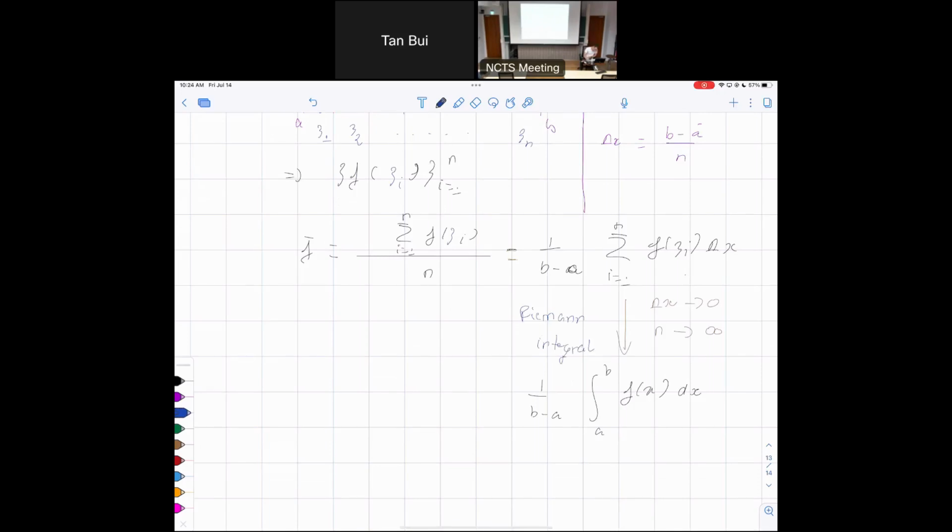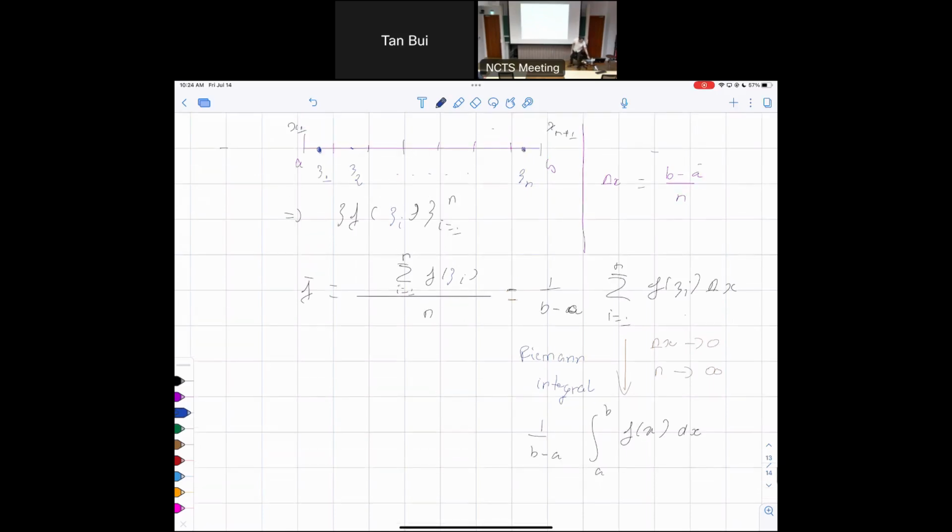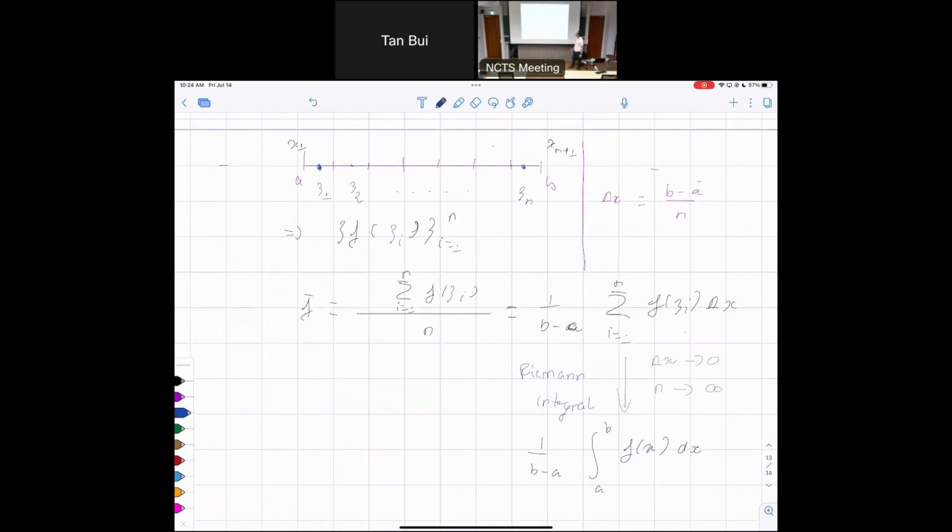If you learned the Riemann integral before, right? Otherwise, think about this, everybody. Actually, you don't even need to know a Riemann integral. This is nothing more than the area under the curve. Even a high school student can do this.